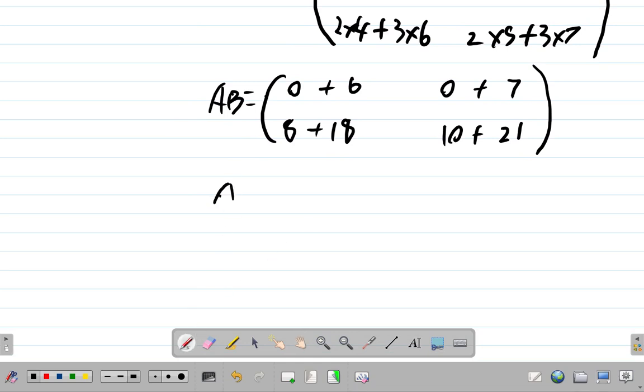Now, AB equals 0 plus 6 is 6, 0 plus 7 is 7, 18 plus 8 is 26, 10 plus 21 is 31, so that is AB. Now, let us look at multiplying B times A now. That is what we're going to do. It's going to be B times A.